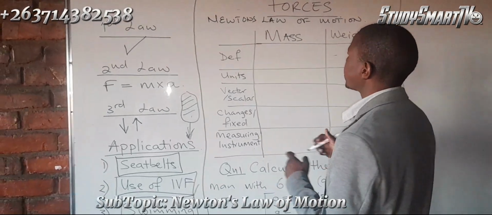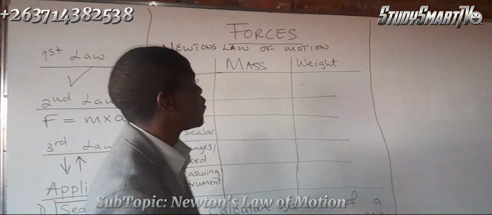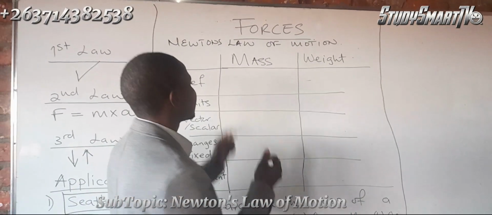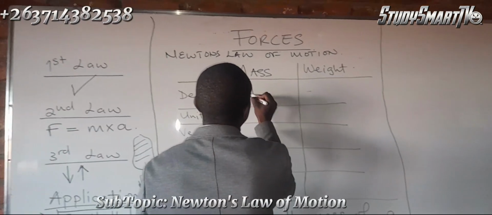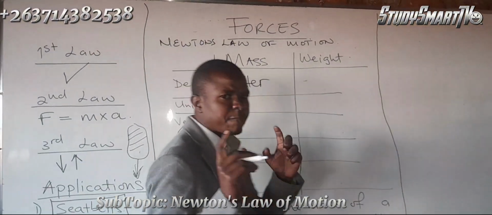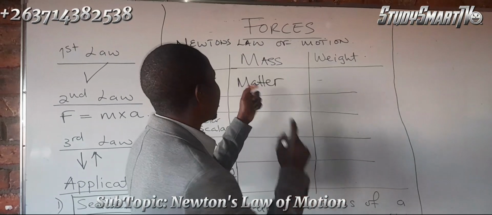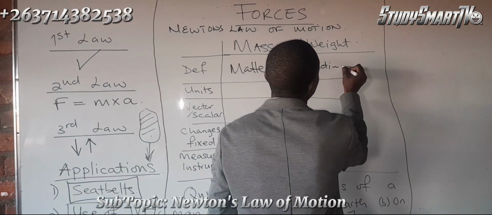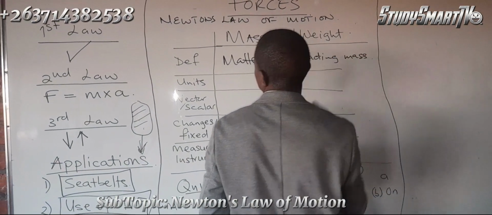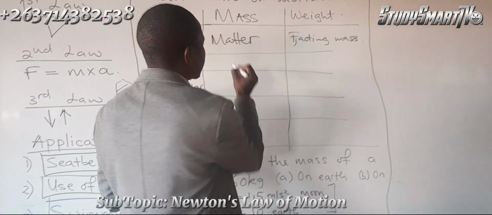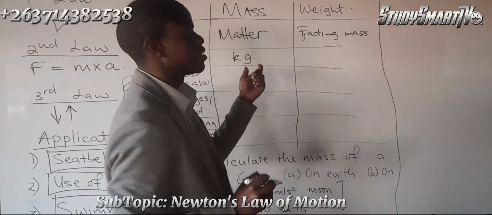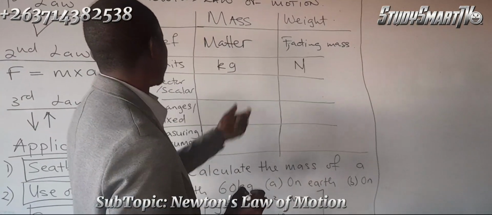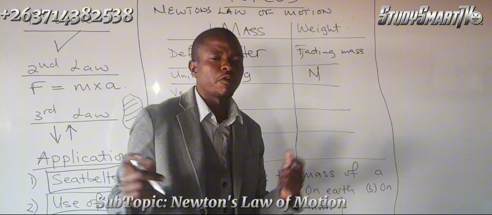Then here we have what we call mass and weight. We have to be able to differentiate between mass and weight. Mass is the amount of matter within an object. Weight is a force acting on a mass. Then units: the SI unit for measuring mass is kilograms, but the SI unit for measuring weight is newtons.